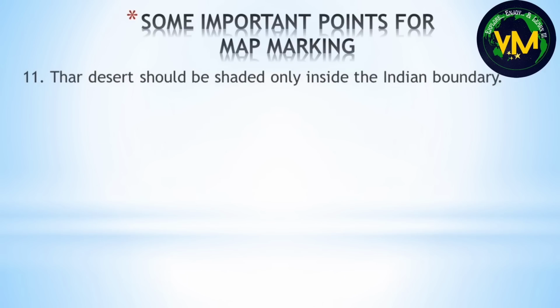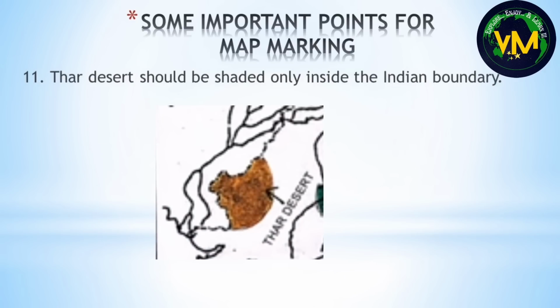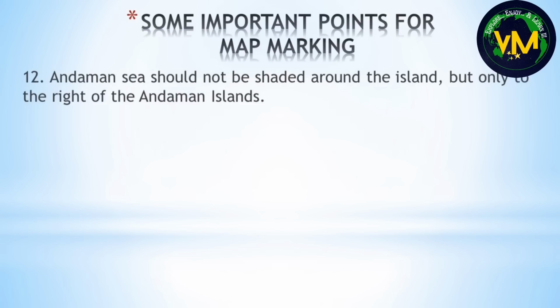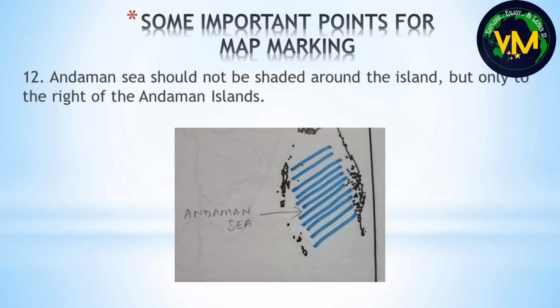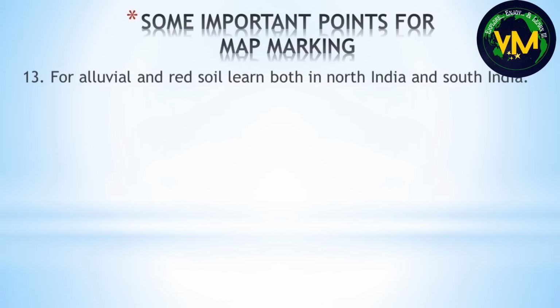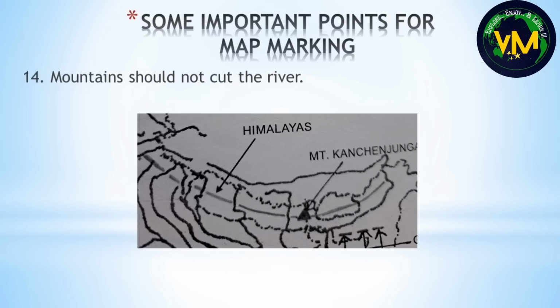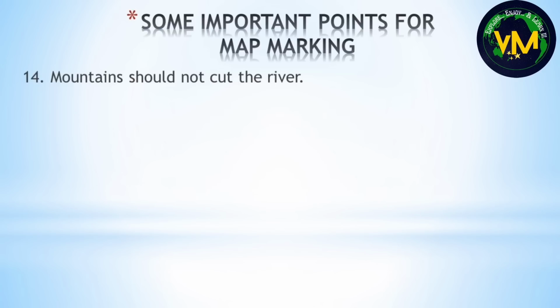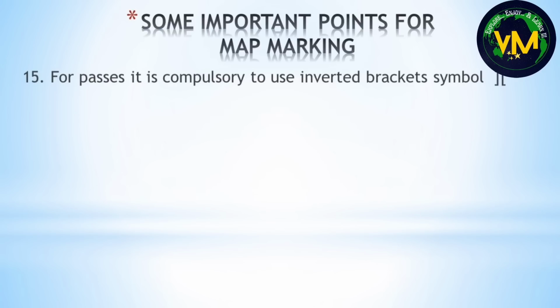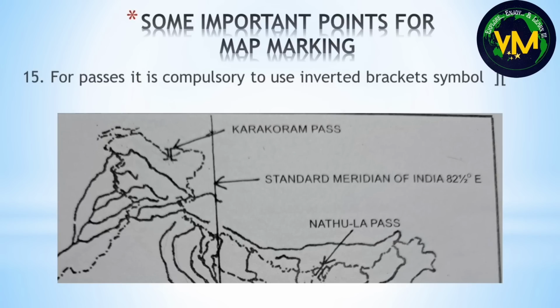11th point, the Thar Desert should be shaded only inside the Indian boundary. Even if you shade a little outside India, then it is wrong. And the Andaman Sea should not be shaded around the island, but only to the right side of the island. And 13th point, alluvial soil and red soil, learn both in North India as well as South India. And whenever you draw mountains like the Eastern Ghats, Western Ghats or Himalayas, make sure that they do not cut the river. And for passes, Karakoram Pass and Nathula Pass, it is compulsory to use the inverted bracket symbol, this symbol.